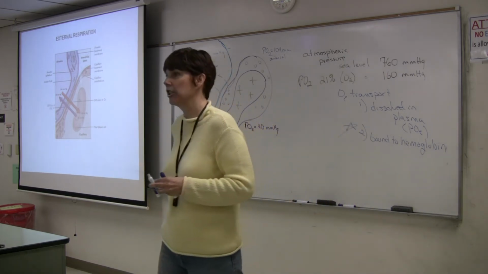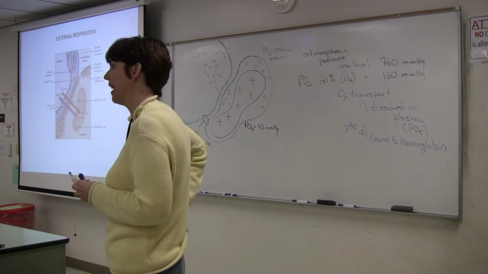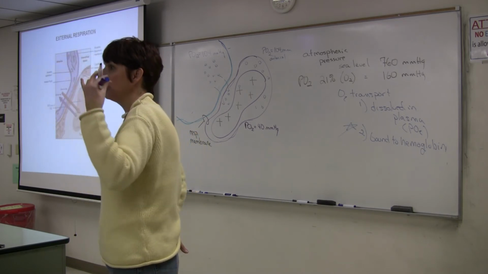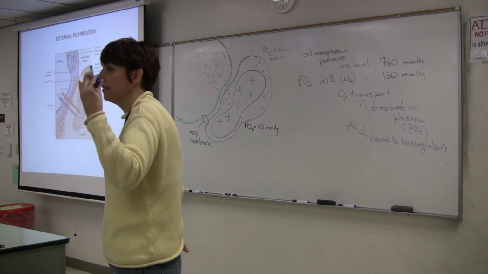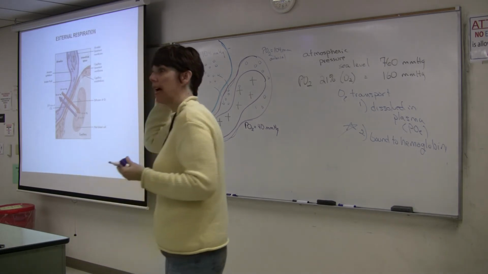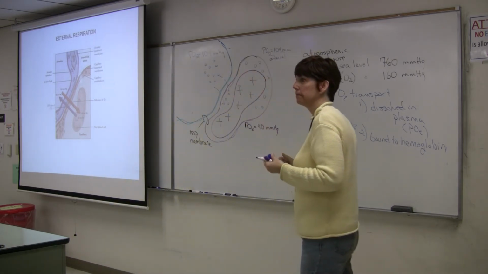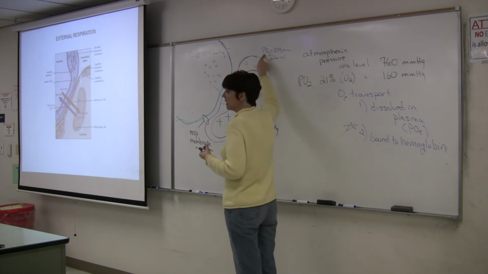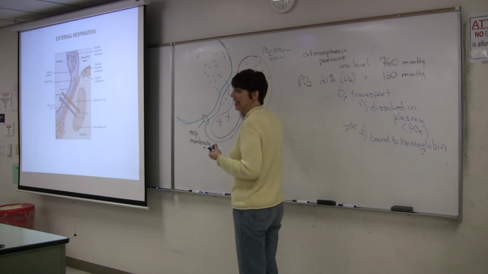What 2 different things could I do if I wanted to get more oxygen in the blood? I can increase my oxygen concentration, I can breathe pure oxygen. Is that going to add more oxygen to my hemoglobin? No. No, because it's already saturated. So what that will do is it will increase my PO2, okay?